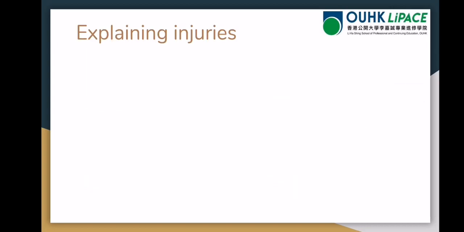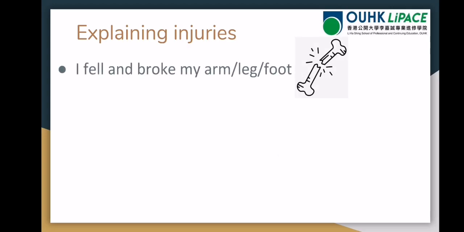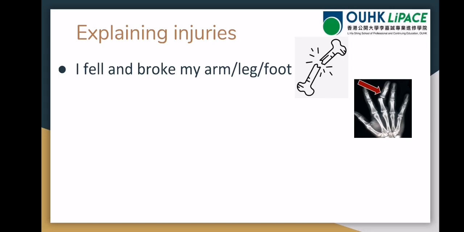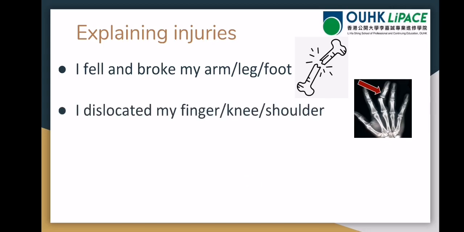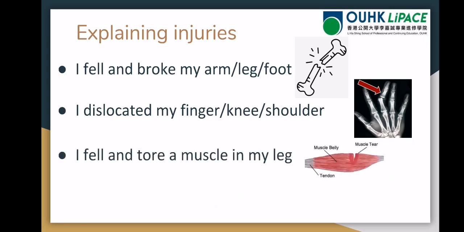So to explain these in real sentences, we'll look at the first one. I fell and broke my arm, or broke a bone in my arm, leg, foot, any one you want to use. Next we have the dislocation. I dislocated my finger, my knee, my shoulder. You can also dislocate your elbow. Normally it's very easy to see if you've dislocated something. It looks disgusting.